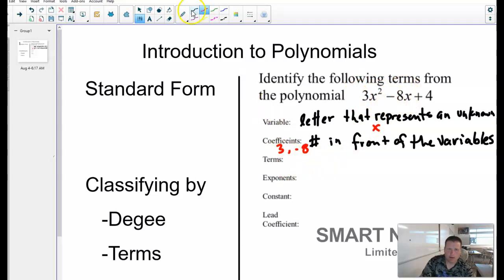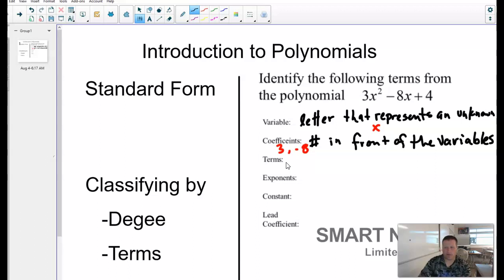Terms are just the number of items that are separated by addition and subtraction. In this case, I have 3 different terms here. I've got this term here, this 3x squared, this 8x, and this 4. So the terms are just however many values or items I have. I think of them as items, but if there's a better way that you can think of them, that's great. So this one has 3 in this case.